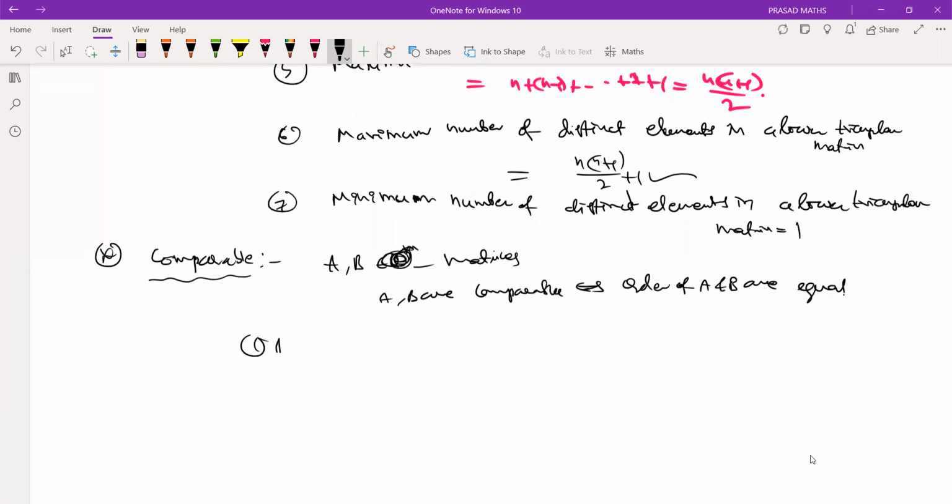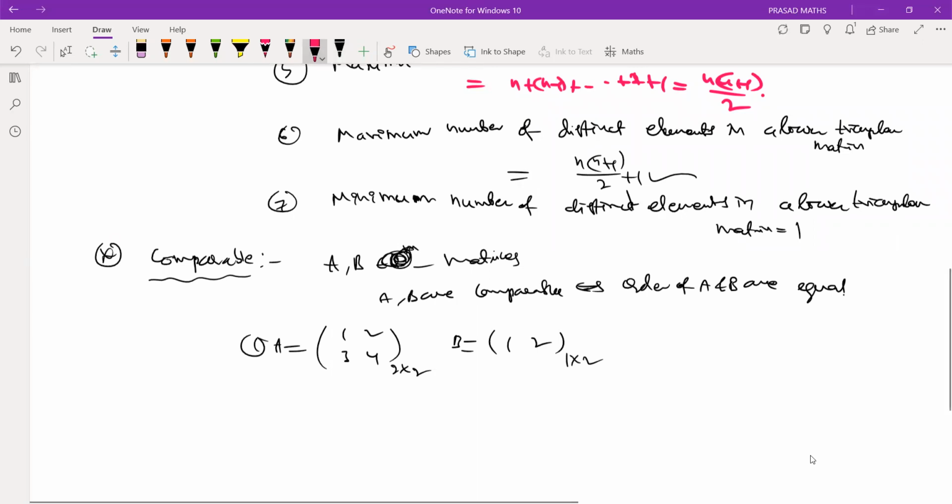Suppose you take A equals 1, 2, 3, 4 and B equals 1, 2. Are they comparable? No, right? This is 2 by 2 and this is 1 by 2. Therefore, the order is different, so they are not comparable.